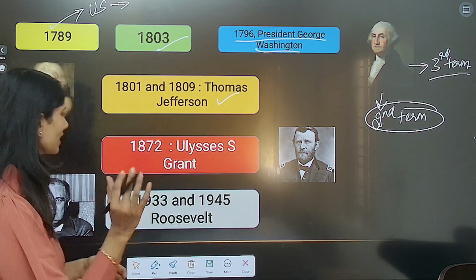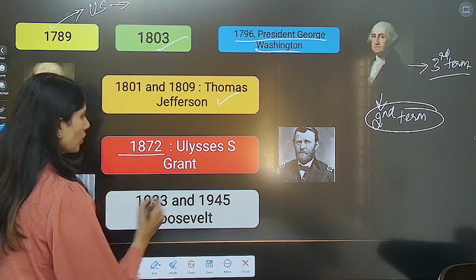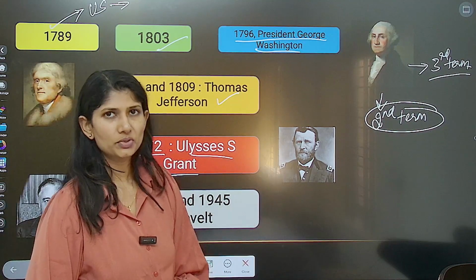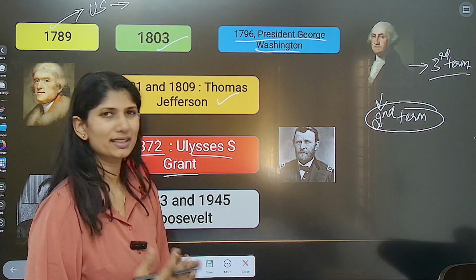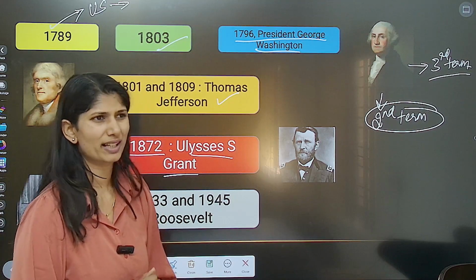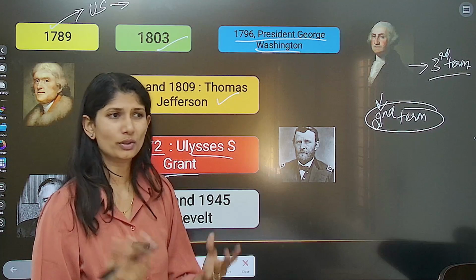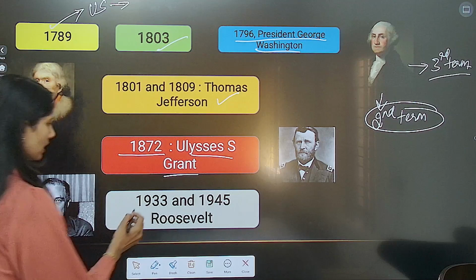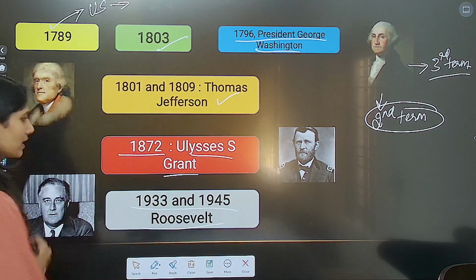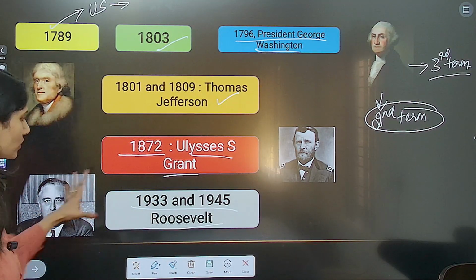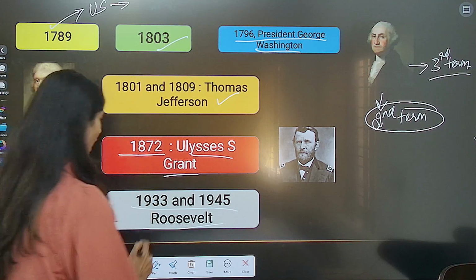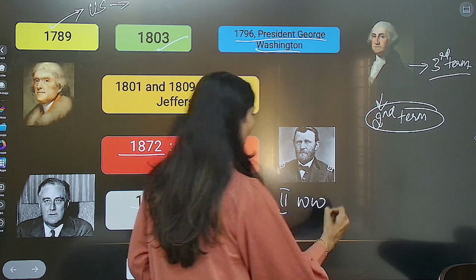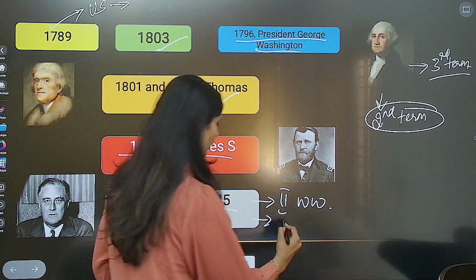This continued until it changed in 1872 under Ulysses S. Grant, wherein after 2 terms, he decided to contest for a third term. Again, it didn't materialize because of huge issues back then, including economic burden. So a lot of things combined, and this didn't materialize. Up until 1933-1945, when Roosevelt was the longest serving US president. Again, we discussed why, because this was a period of the Second World War, and people felt that they needed the continuity.